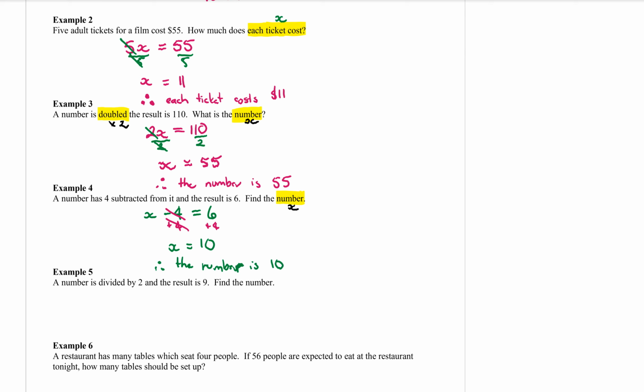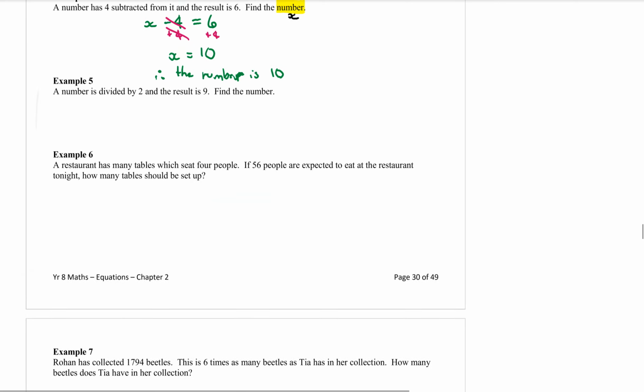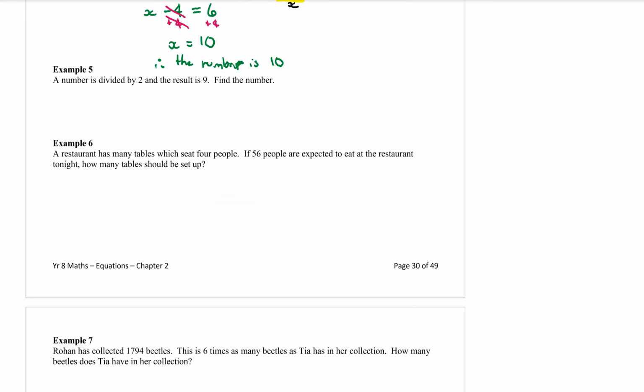Oh, very messy writing. Okay, question 5. A number is divided by 2 and the result is 9. Find the number. Okay, we're trying to find that starting number. We're going to call that x. My number, which is x, is divided by 2.